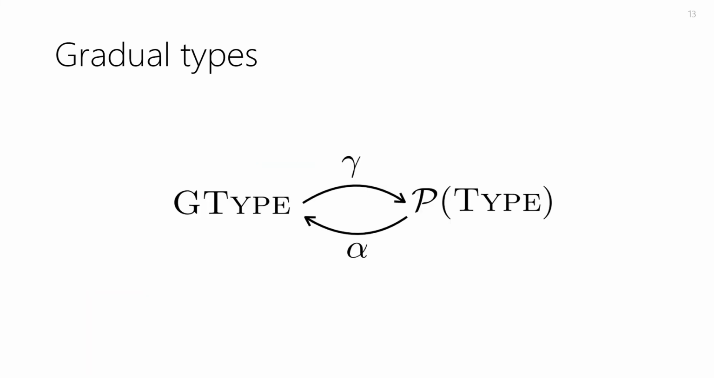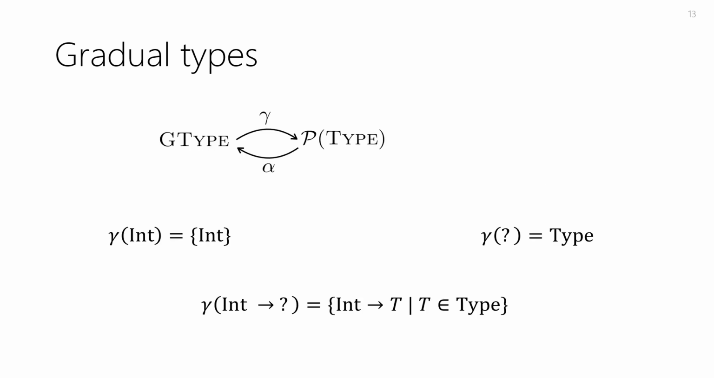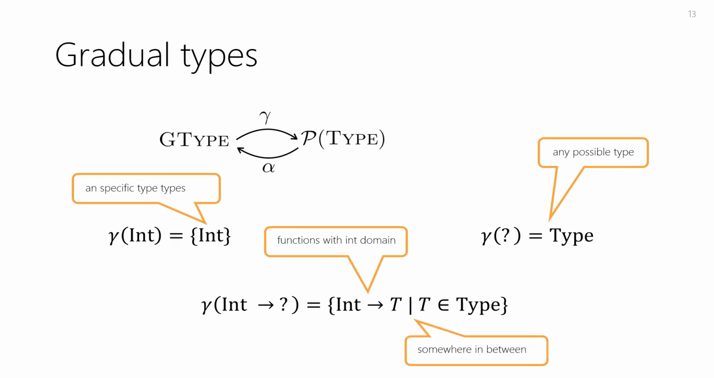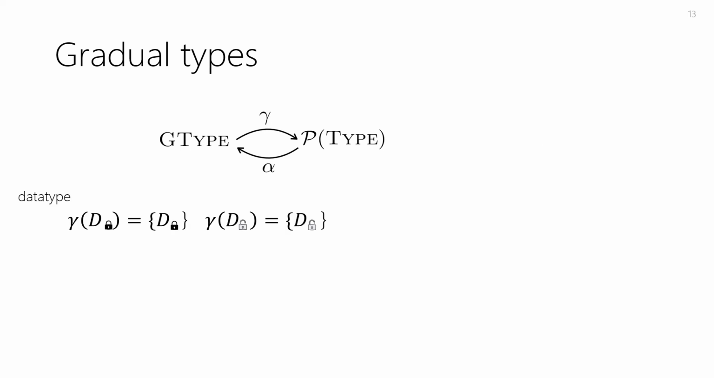To generate the gradual language from the static one, AGT instructs us to start by defining the meaning for gradual types via abstract interpretation. Static types, like int, are interpreted as themselves, and on the other side, the unknown type represents any possible static type. In the middle are gradual types like int arrow unknown that represent functions from int to any static type. Now, specifically in the context of data types, closed or open data types, because they are static, represent themselves.